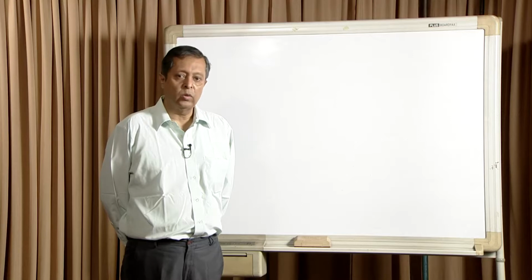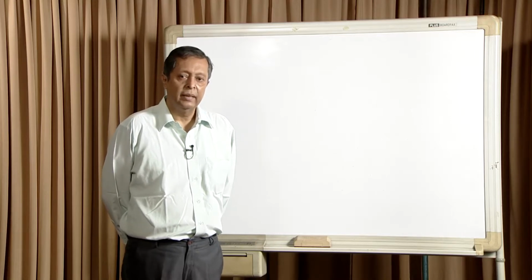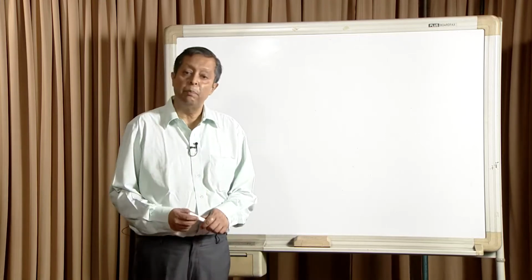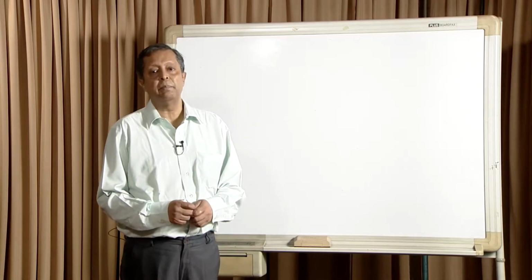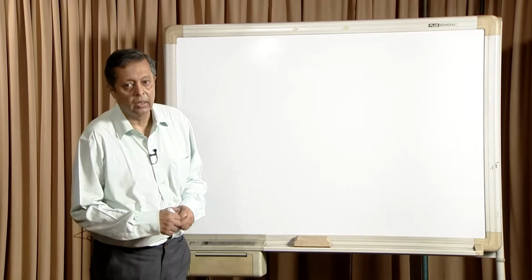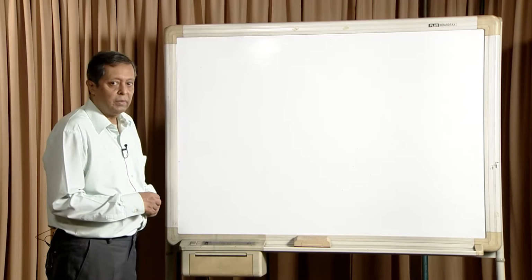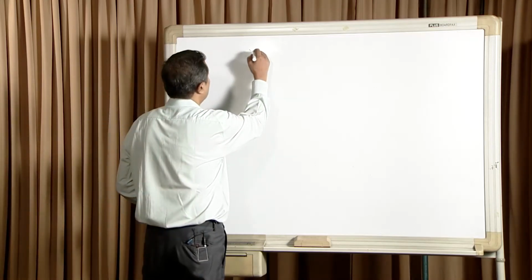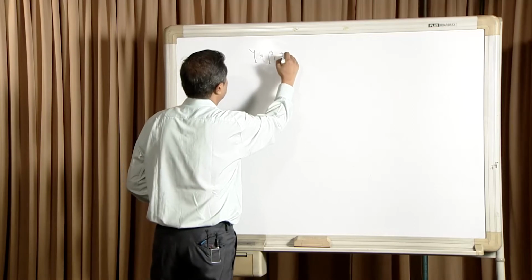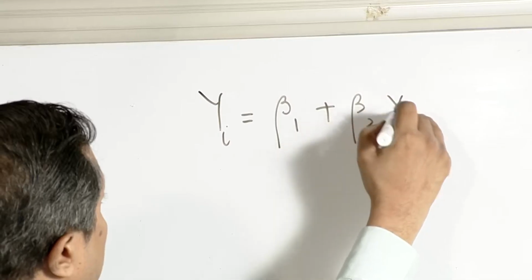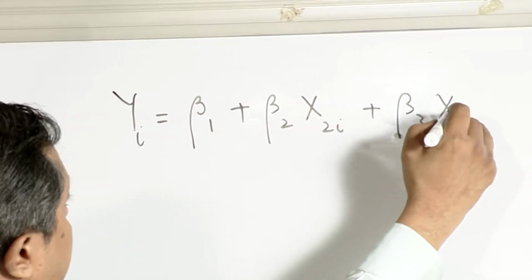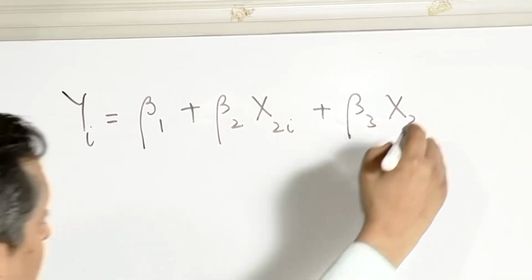So, in order to make things simple, we begin with a 3 variable model, which is the simplest form of the multiple linear regression model or classical linear regression model. The model in 3 variable form is written as yi is equal to beta 1 plus beta 2 x 2 i plus beta 3 x 3 i.